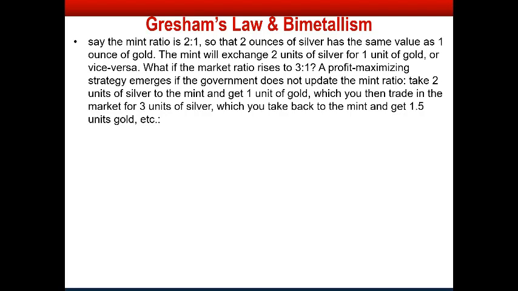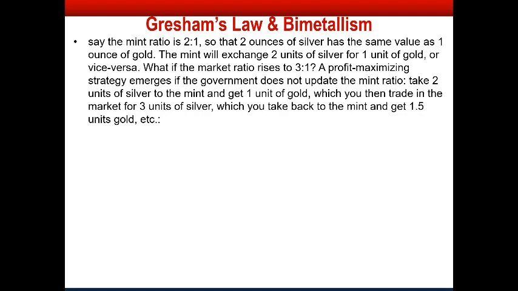Now, as I said, this will happen eventually, because miners will either find a new silver discovery or a new gold discovery. Sometimes they find both together, but one or the other metal is going to be relatively more abundant. So let's say there's a big silver strike and the silver becomes a little bit more abundant, and that's going to cause the market ratio to rise to 3 to 1.